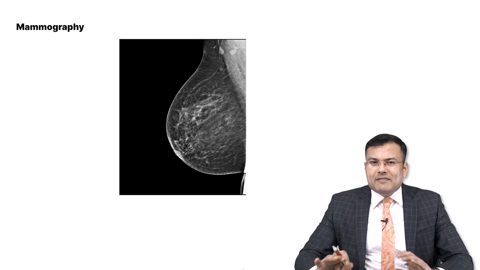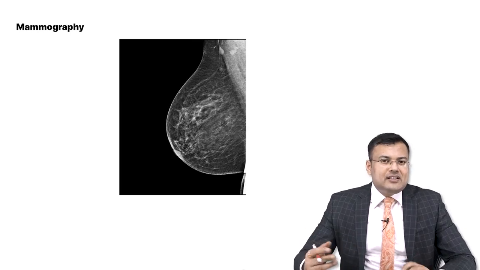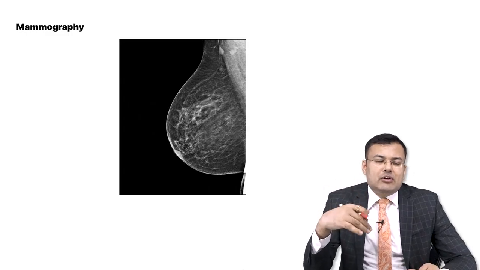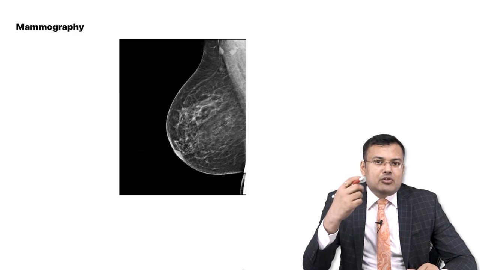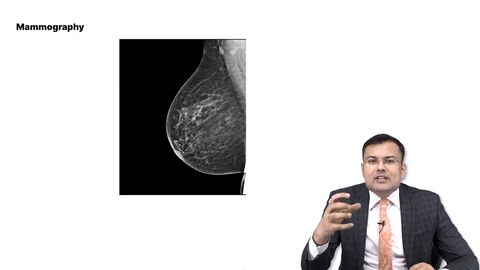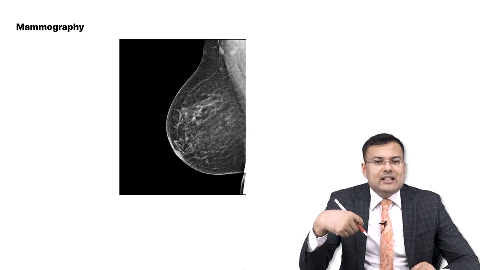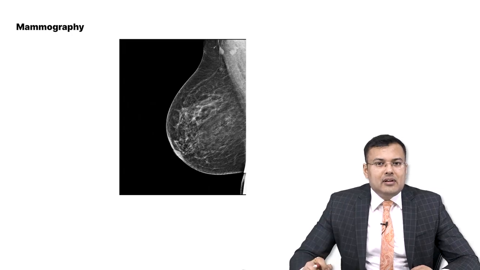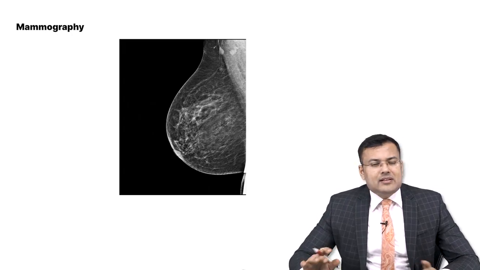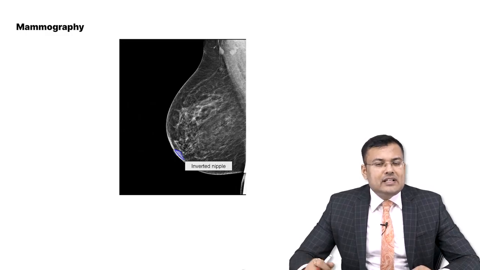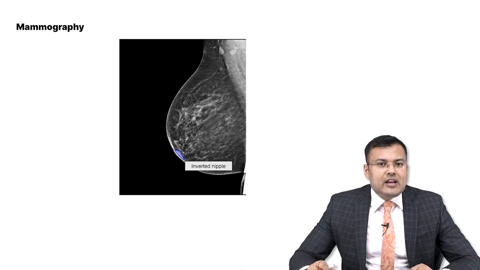Now let me tell you, it's very easy. Mammography is just the X-ray of the breast; only the radiation dose is different. Just keep in mind that you are doing an X-ray of the breast. What findings are suggestive of malignancy? Suppose you see this mammography. Can you see the nipple? The nipple is retracted. Is it suggestive of a benign disorder or malignancy? Obviously malignancy. First, you can see that the nipple is retracted or inverted.